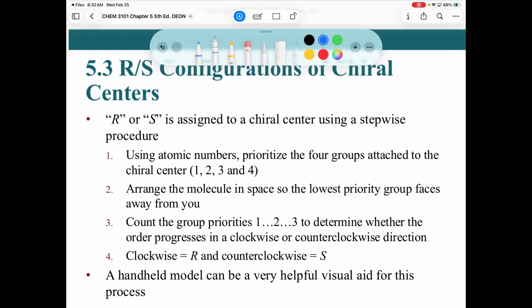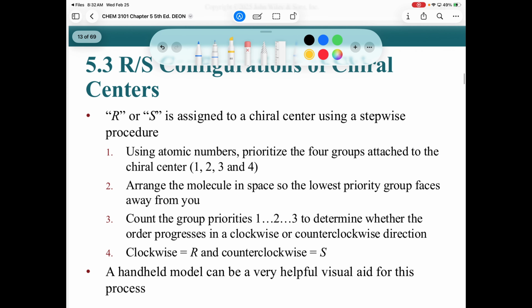This is the more sanitized version of it. So here's what we do. I'm just going to review it. R or S is assigned. So we use atomic numbers to prioritize the 4 groups that are attached to the chiral center. 1, 2, 3, 4. Arrange it so the lowest priority group, whatever group number 4 is, faces away from you. So that means it would be on a dash. Count 1, 2, 3. If you're going clockwise, it's R because you're going to the right. If it's counterclockwise, it's S, okay?